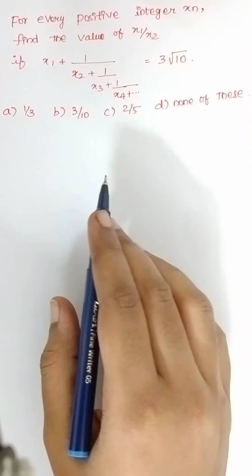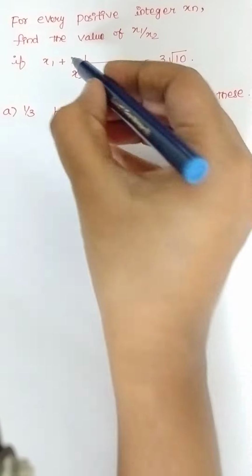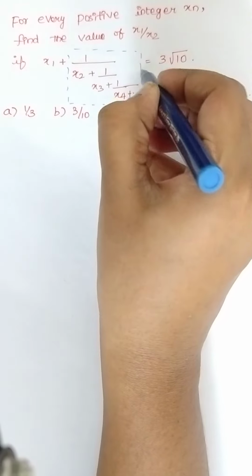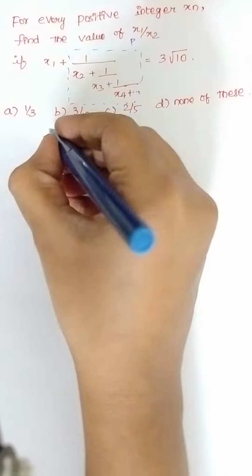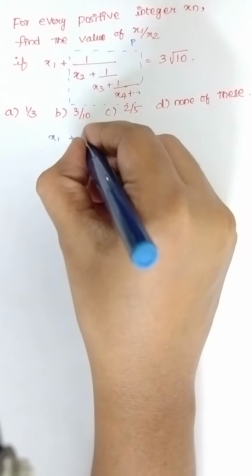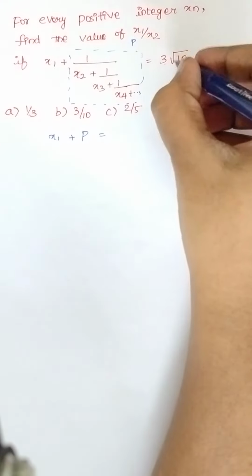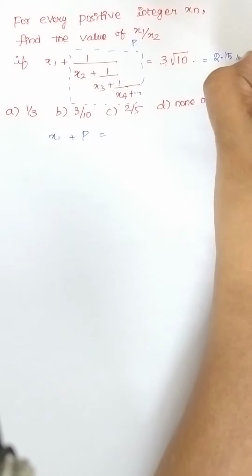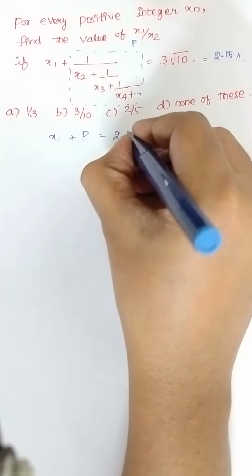We are going to find x1 by x2. For that, I am going to make this as p. So, x1 plus p is equal to 3 root 10, which is equal to 2.15. Please remember that. So, 2.15.